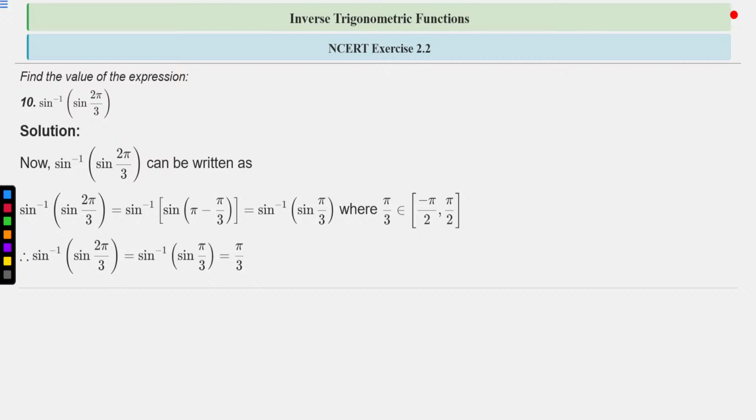Okay, so let's move to the next question. Hope this solution is clear to all.